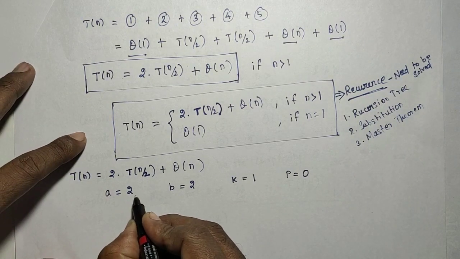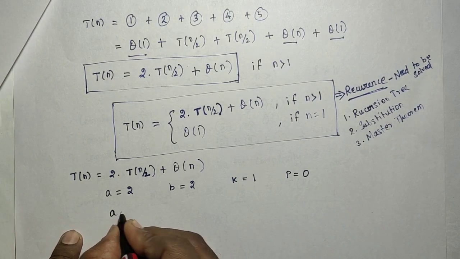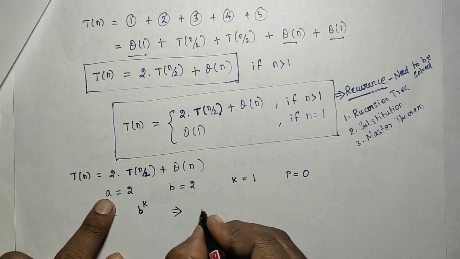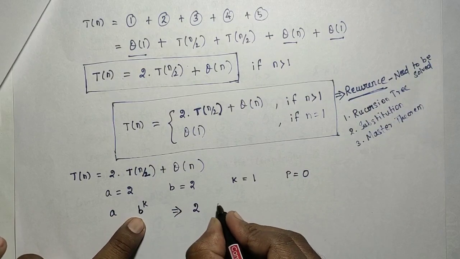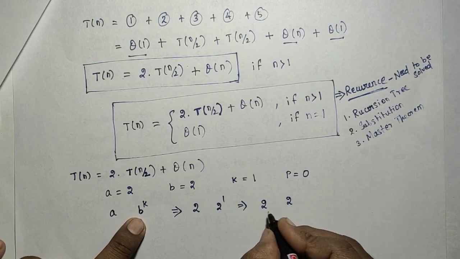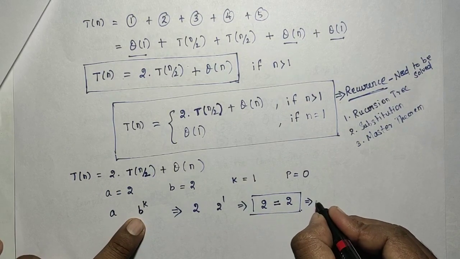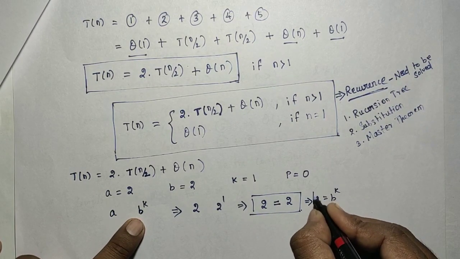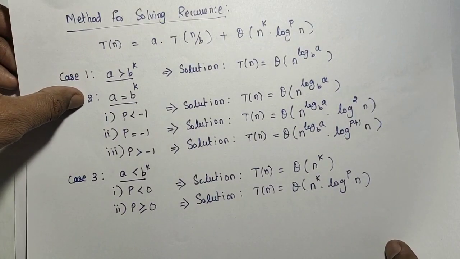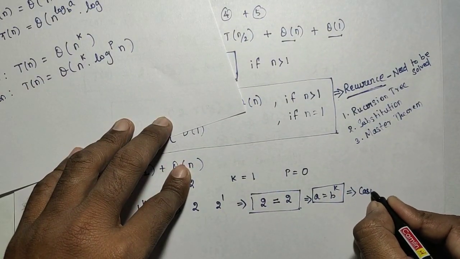So we identified a, b, k and p. Now I need to compare the values a and b power k. Here a is 2 and b power k is 2 power 1, which is 2. Both are equal, so a equals b power k. So which case does it belong to, case 1, case 2 or case 3? It is case 2.